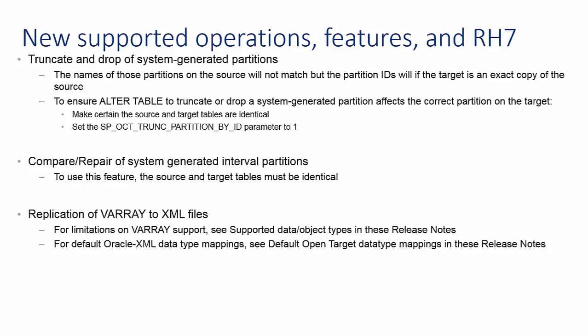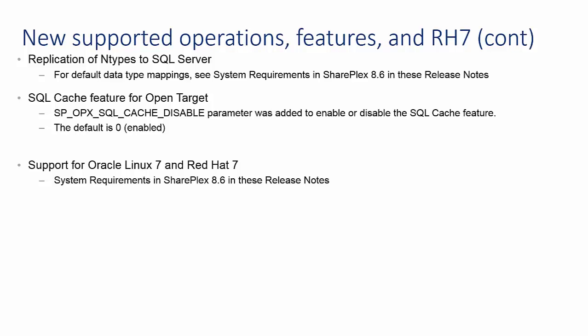SharePlex can now replicate VArray columns to an XML file. For limitations on VArray support, see the Release Notes chapter Supported Data Object Types. For default Oracle XML data type mapping, see the chapter titled Default Open Target Data Type Mappings. SharePlex can now post Oracle NCHAR, NVARCHAR, and NCLOB data types to SQL Server. For the default data type mappings, see the system requirements in SharePlex 8.6 in the release notes.